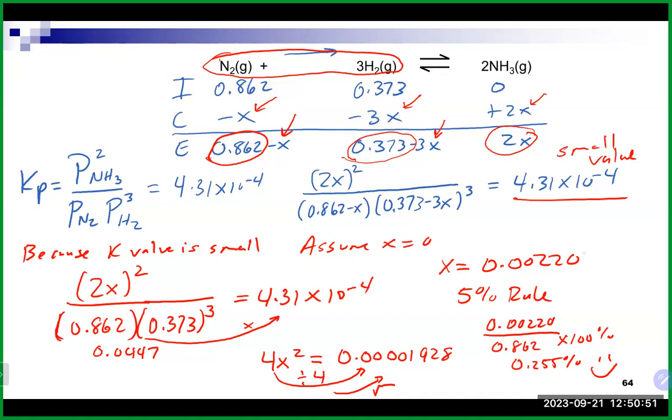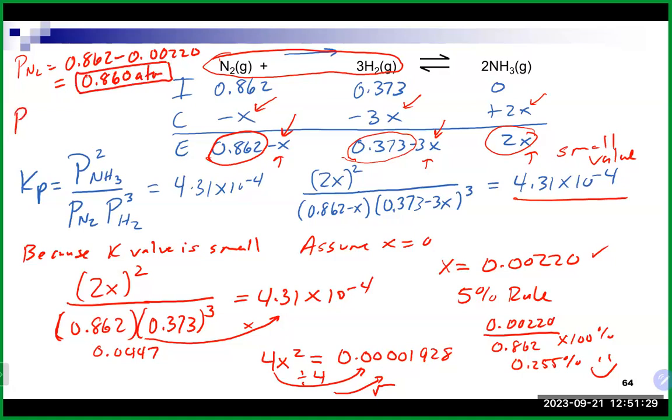So that is going to be our X value, which we're going to use to go back into our equilibrium line here. So to finish up this problem, we're going to get the pressure of N2, which would be 0.862 minus 0.00220. And that's going to get us 0.860 atmospheres, as these are pressures. So atmospheres is the unit.